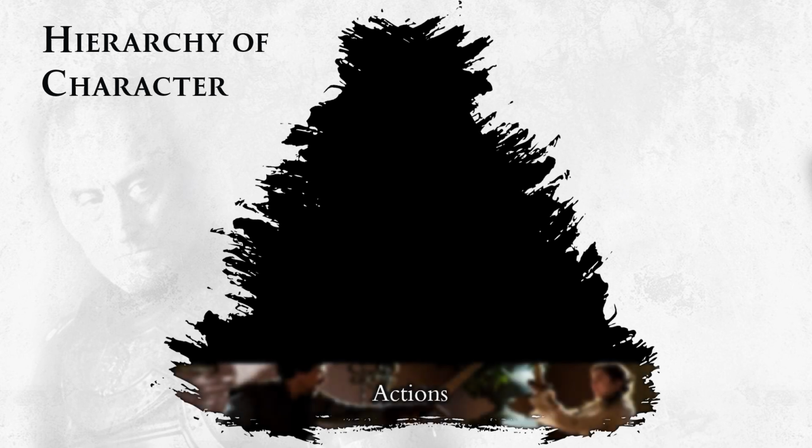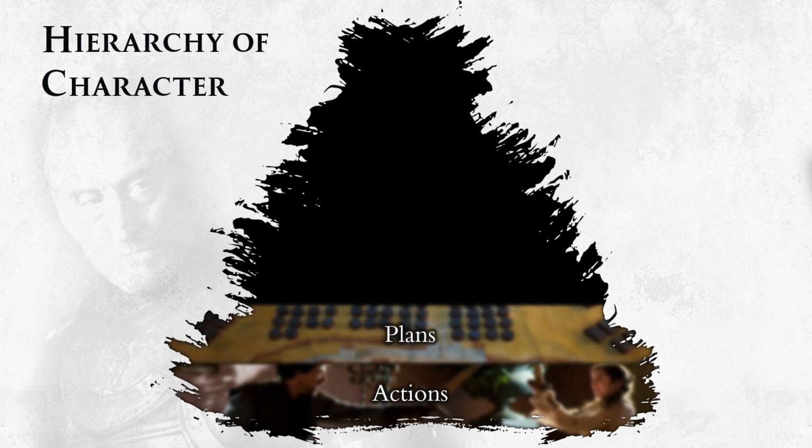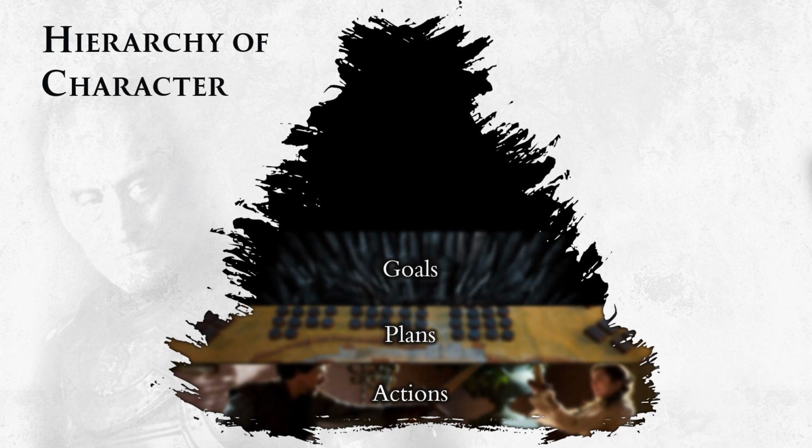Let's take a look at something I call the hierarchy of character. If we look at characters, at the lowest level we will find their concrete actions, what they do, whom they talk to, how they interact with them, what they say in their interactions. Then, a level above that, there are their plans. And you can think of plans as basically sequences of actions to achieve something. The thing they want to achieve is obviously their goal. An example of a goal that many characters in the series have is sitting on the Iron Throne, so becoming queen or king of Westeros.